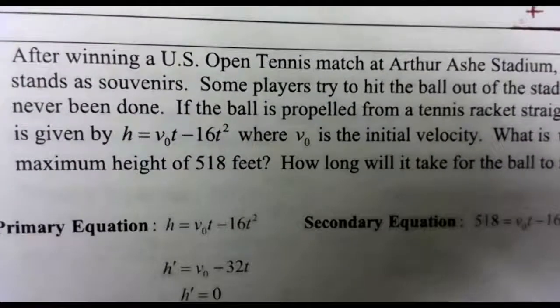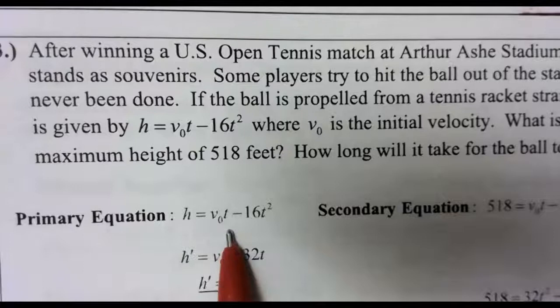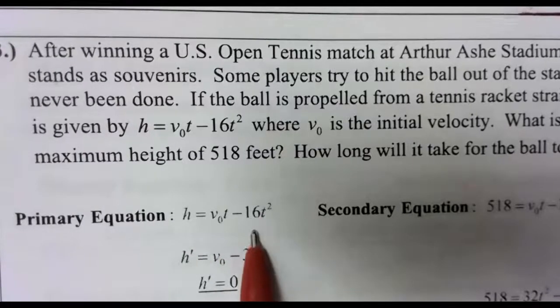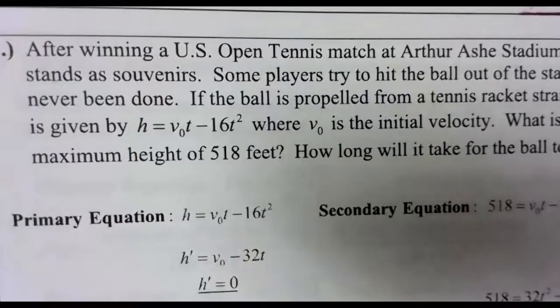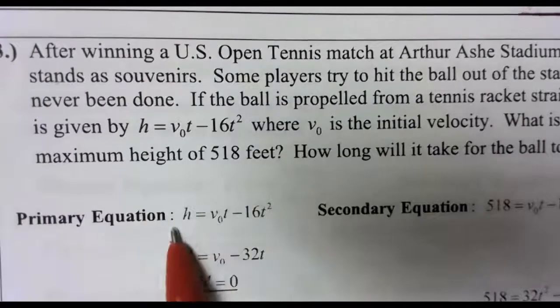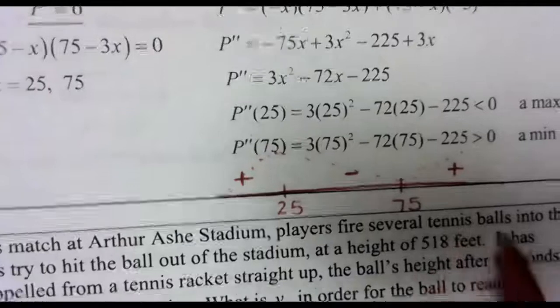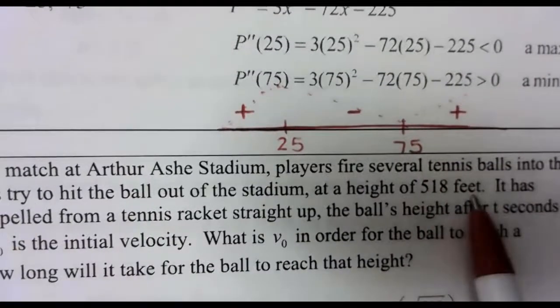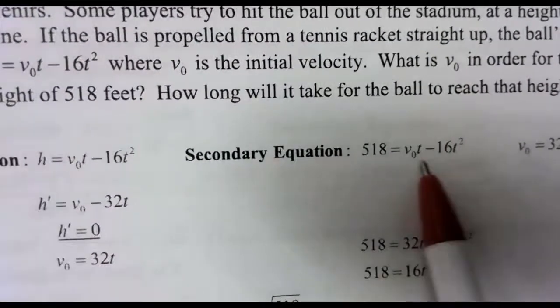So the primary equation that you were given was H equals V naught T minus 16T squared. And again, those of you in physics should know that represents 1/2 G. We've also talked about it in here. That's like your generic equation for height. Sometimes you use D or delta. And then our second equation came from being told the height was 518 feet. So then what we did was replace H with 518.